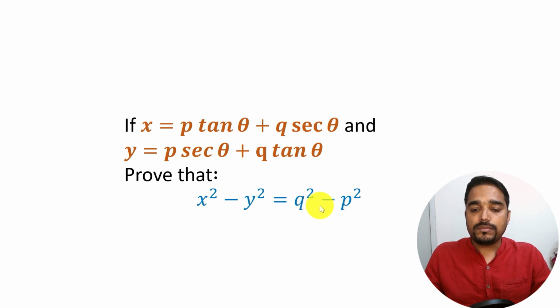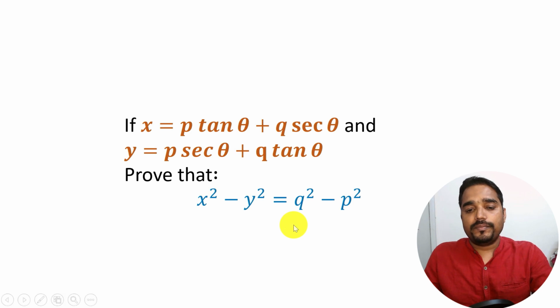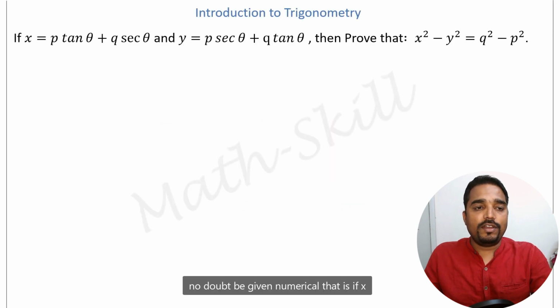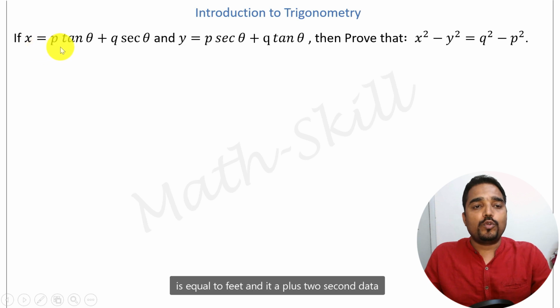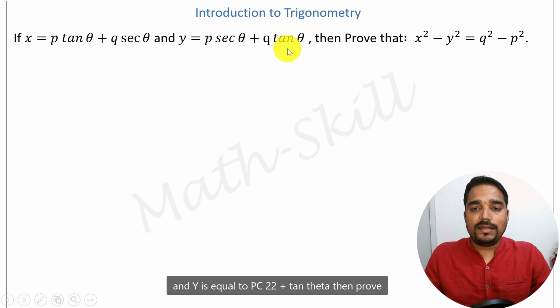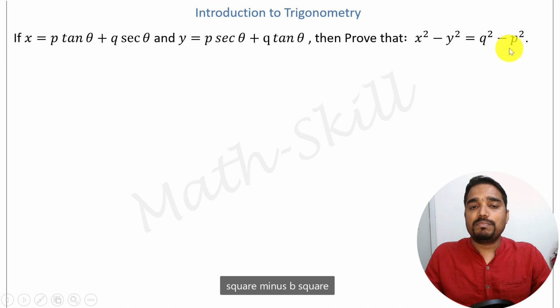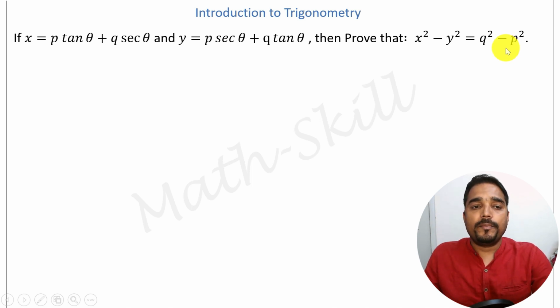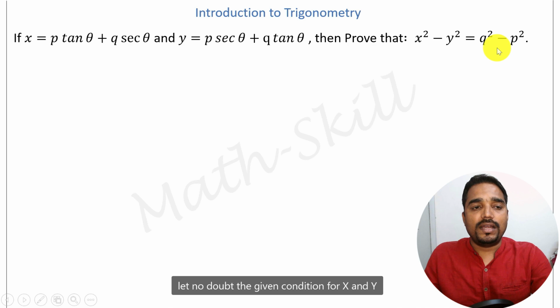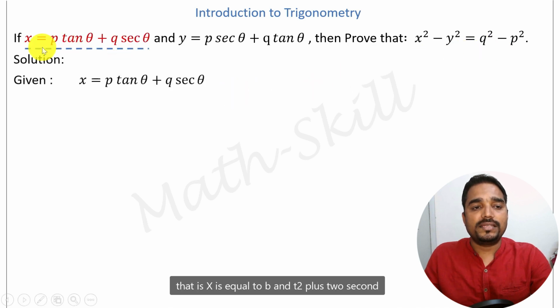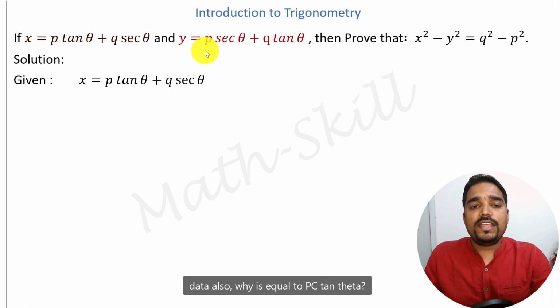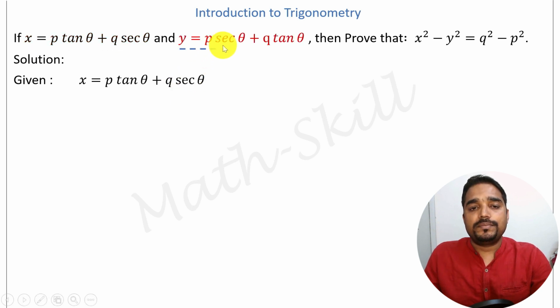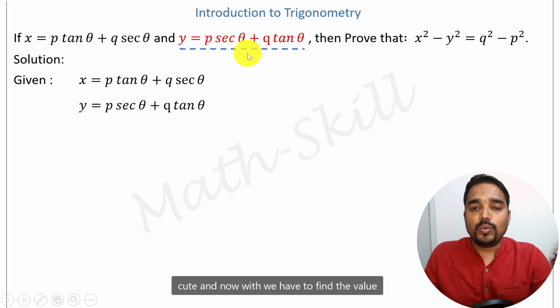In order to solve this, let us note down the given numerical, that is, if x is equal to p tan theta plus q secant theta and y is equal to p secant theta plus q tan theta, then prove that x square minus y square is equal to q square minus p square. Let's note down the given condition for x and y, that is x is equal to p tan theta plus q secant theta, also y is equal to p secant theta plus q tan theta.